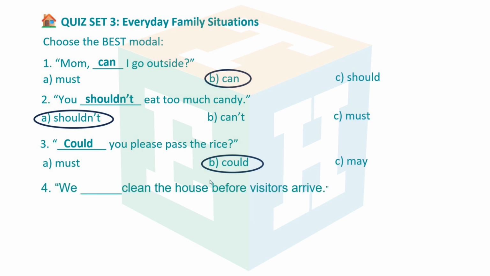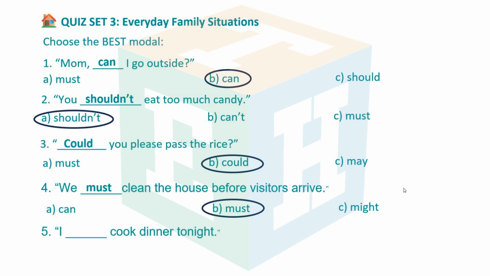Number 4. We blank clean the house before visitors arrive. A. Can. B. Must. C. Might. Answer is letter B. We must clean the house before visitors arrive. Number 5. I blank cook dinner tonight. A. Will. B. Should. C. May. Answer is letter A. I will cook dinner tonight.